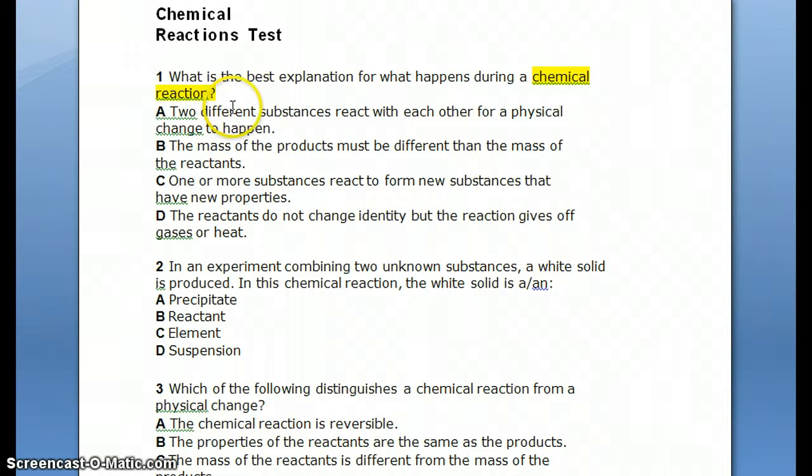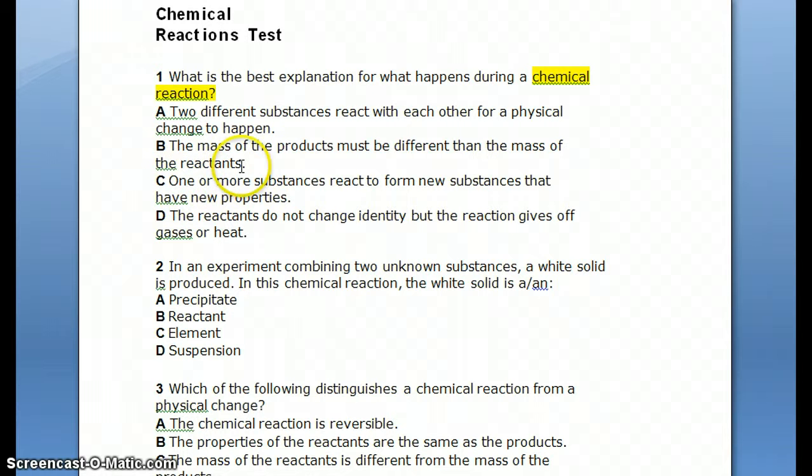A says 2 different substances react with each other for a physical change to happen. Well, we know that a physical change doesn't occur in a chemical reaction, so we know that A is not the correct answer choice. B, the mass of the products must be different than the mass of the reactants. Well, that's not true either, because that doesn't follow the law of conservation of matter, which says that you can't create or destroy matter, you can just simply change its form.